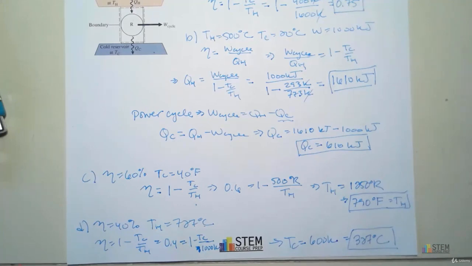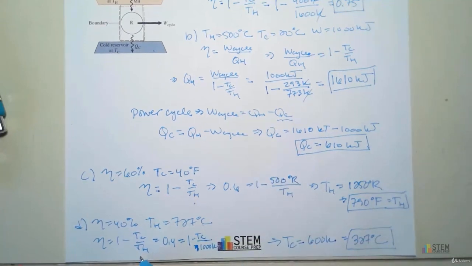Pretty simple calculations here. The main thing you had to pay attention to is that it said it was a reversible power cycle. So because of that, you could use this equation right here.